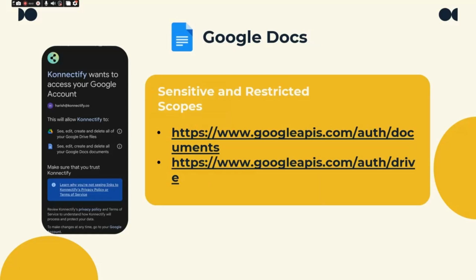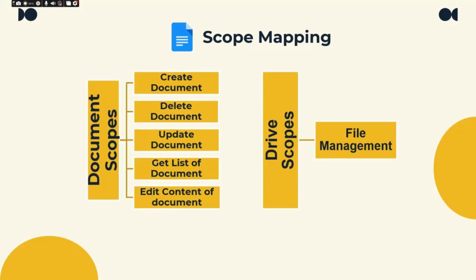The next application is Google Docs. Similar to Google Slides, Konnectify uses two primary scopes: Google Docs Document Scope and Google Drive Scope. The Google Docs scope provides direct document management capabilities, while Google Drive Scope supports file management operations.